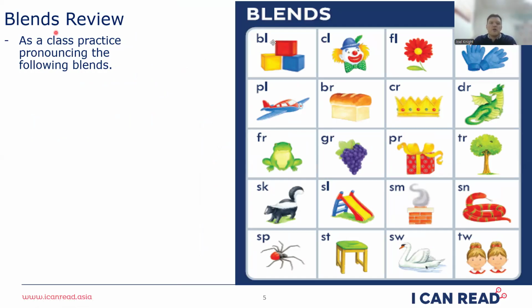So this is just to help students with pronunciation. You can ask them, what is this? They are blocks. Okay, when we have a B and an L, it makes a bl sound. So just get them to identify and then get them to repeat after you.